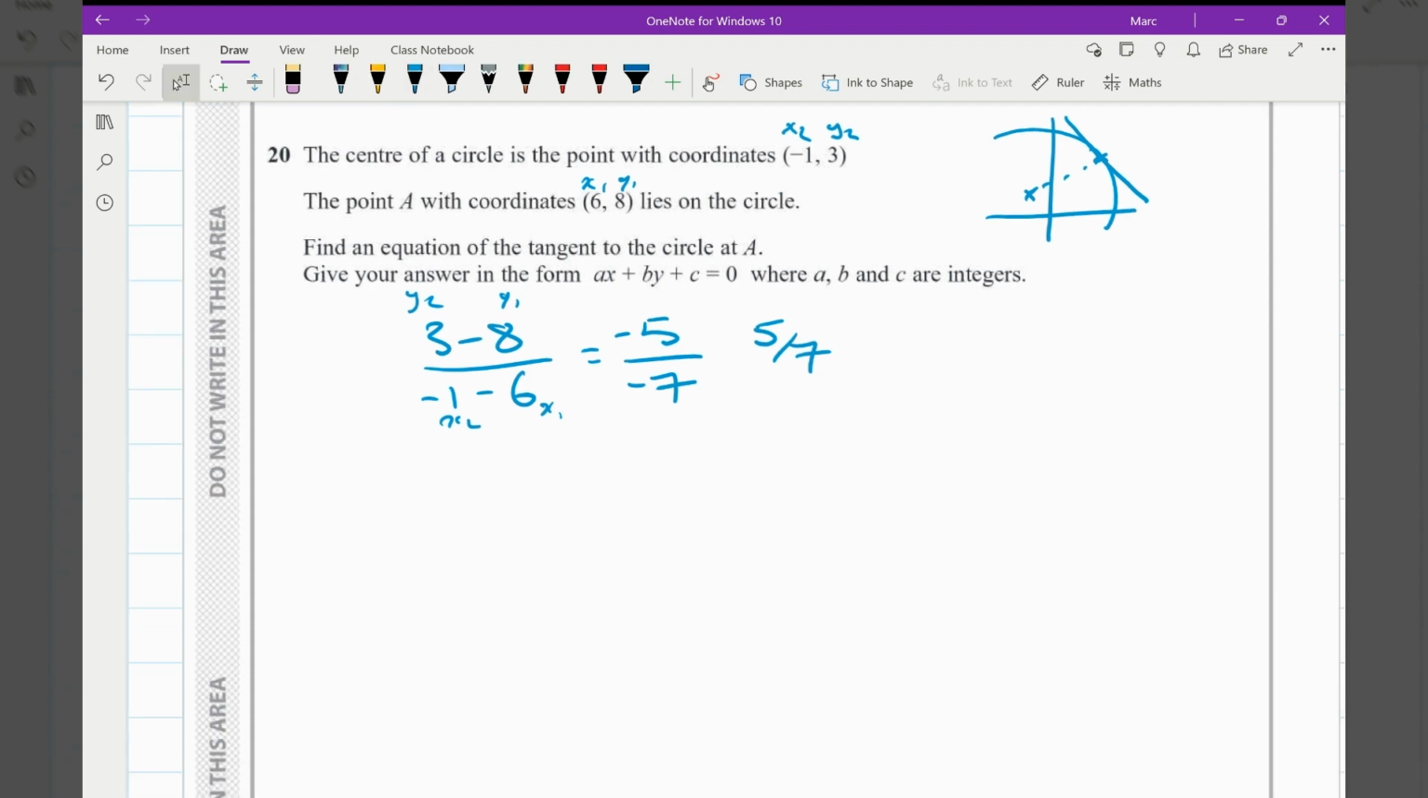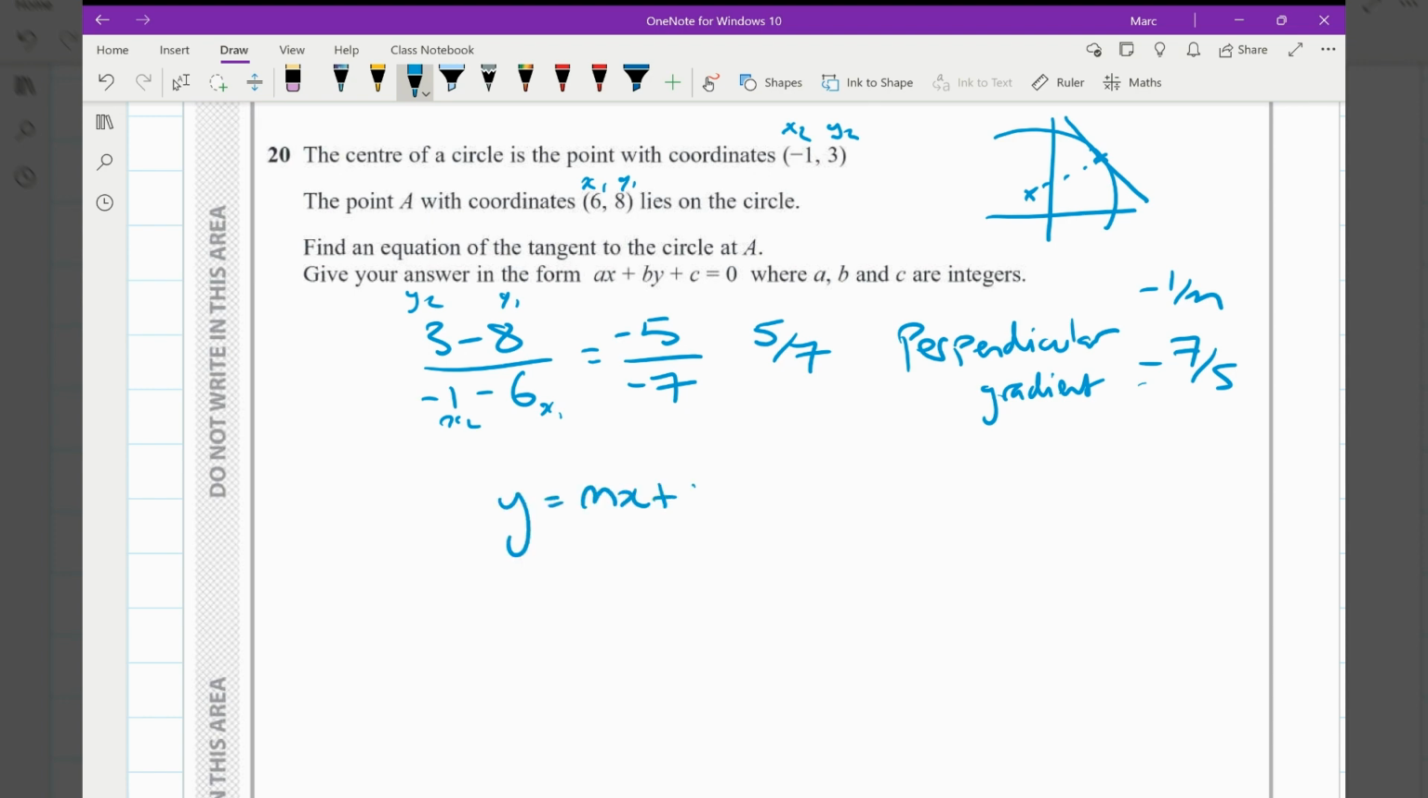So the perpendicular gradient is going to be -7 over 5 because it's -1 over m. Then I can use, which one should I use? Use y equals mx plus c.